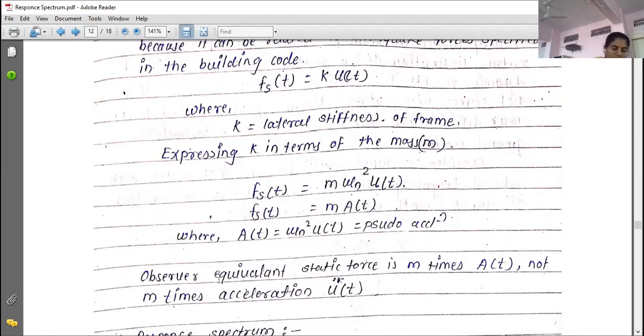Fs of t is equal to m into omega n square into u of t, because k is replaced using the formula omega n is equal to root of k by m, by squaring on both sides. K is equal to omega n square into m. Already we know Fs of t is equal to m into a, so a of t is equal to omega n square into u of t, and that is the pseudo acceleration.